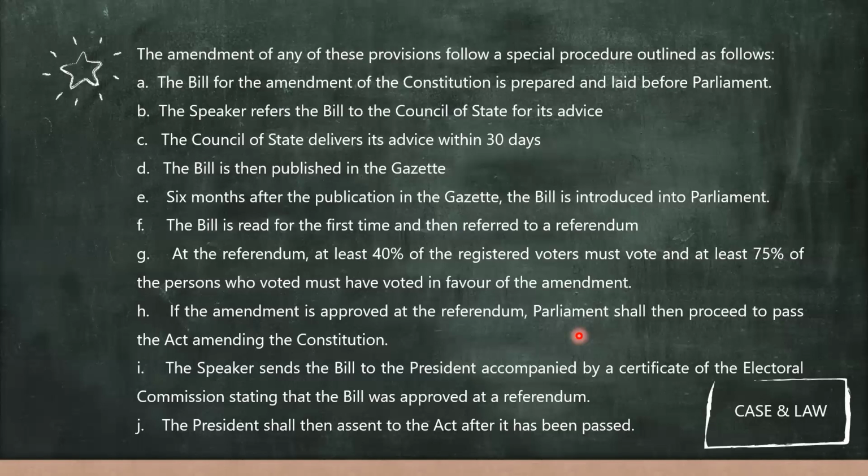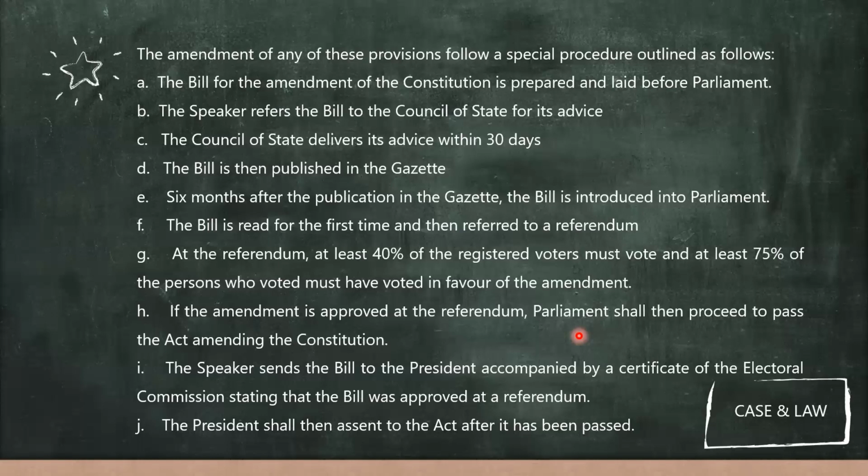Then 6 months after the publication in the Gazette, the bill will be introduced into Parliament. So first of all, the bill is prepared and laid before Parliament, then the Speaker refers it to the Council of State, which has 30 days to look into it, then it is published in the Gazette. Six months after that, it will be introduced into Parliament. Then it will be read for the first time and then referred to a referendum.